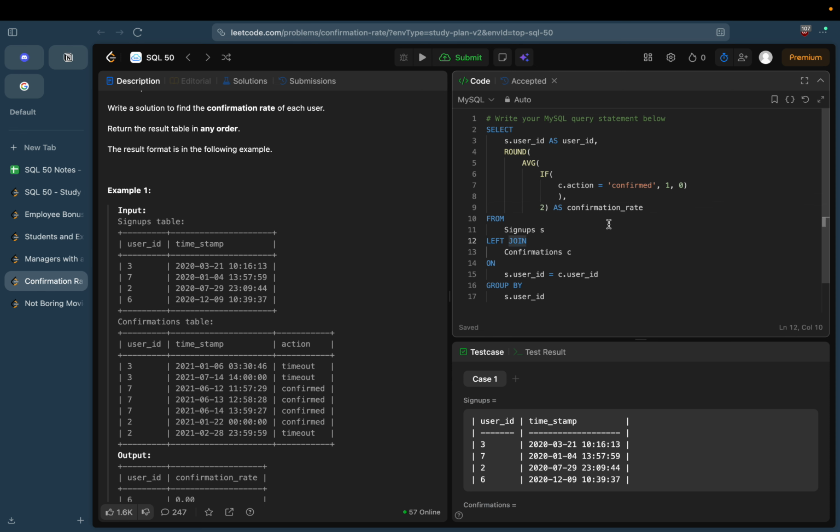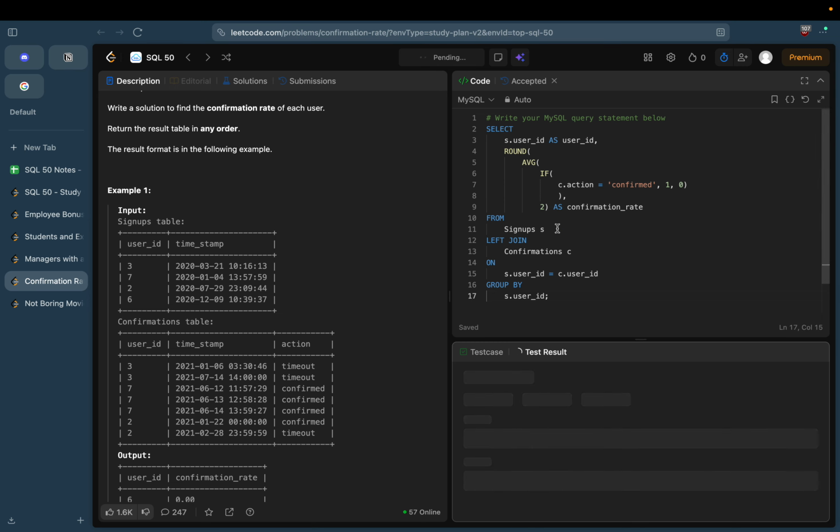I hope this makes it a bit clearer. Okay, just to go about it once again. If the action is confirmed, then we count it as a 1, otherwise we don't count it at all. And we do an average of it on user ID level because we've put it in group by. And then we round it by two decimal places. This looks correct to me. Let's give it a shot and see if it works out.